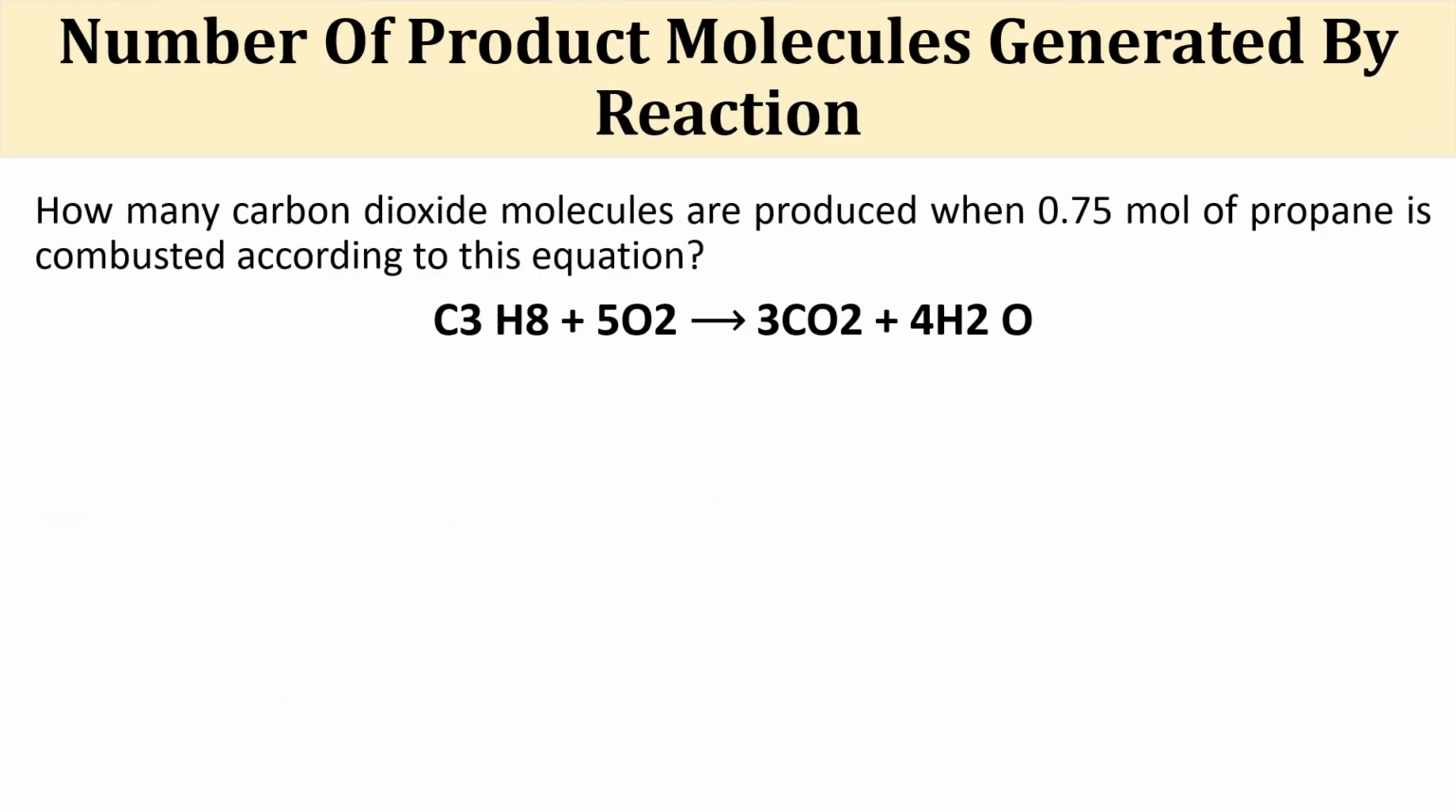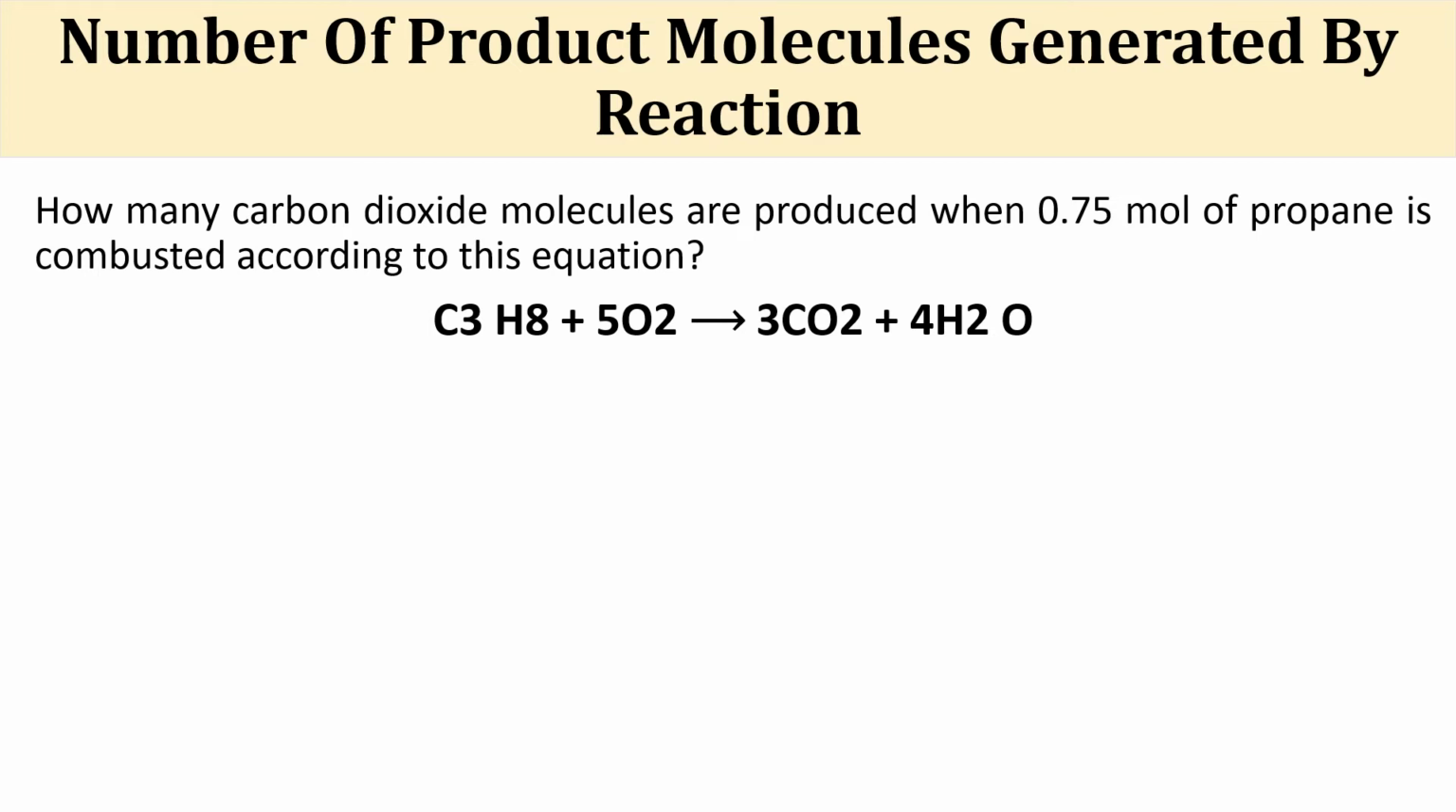Next is number of product molecules generated by a reaction. So in this question we are going to calculate the number of product molecules. The question is, how many carbon dioxide molecules are produced when 0.75 moles of propane is combusted according to the equation? The equation here is C3H8 plus 5 O2 molecules reacting to produce 3 carbon dioxide molecules and 4 H2O water molecules.